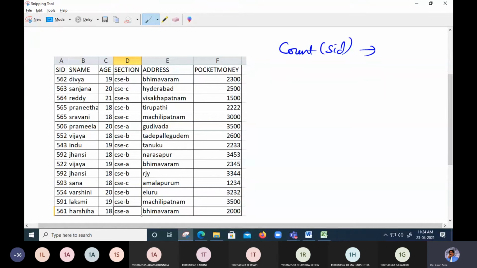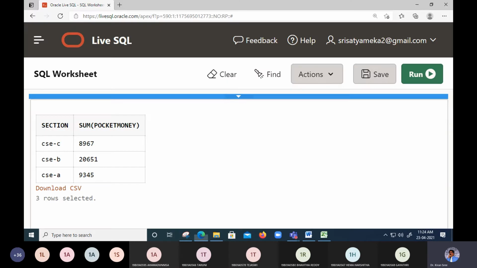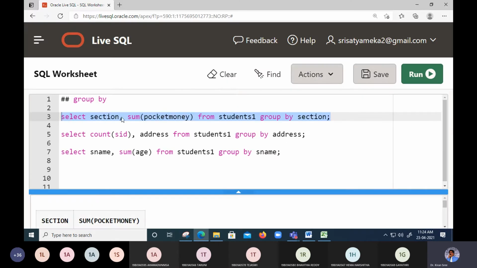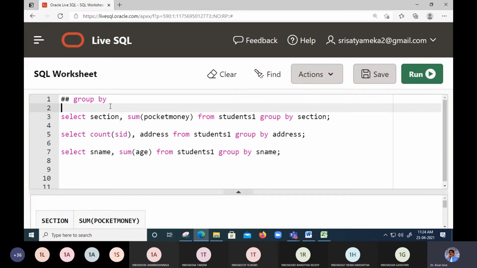So how many SIDs are there? The first one is 562, 563, 64. In this way, it is going to count the total number of records. So the total count is 15. Count of SIDs is 15. So how can I get it? Just to verify whether I am going to get this answer.